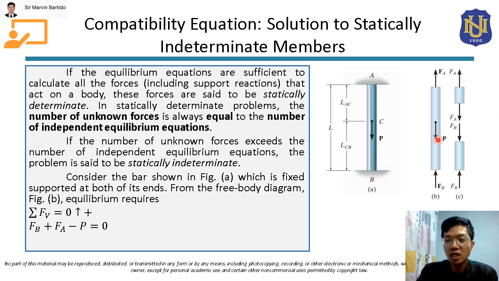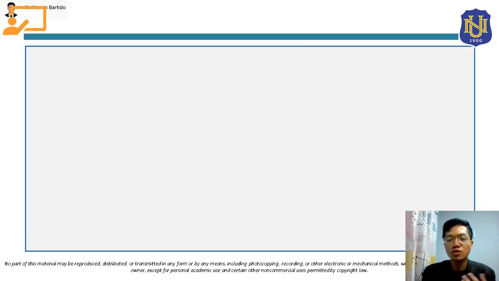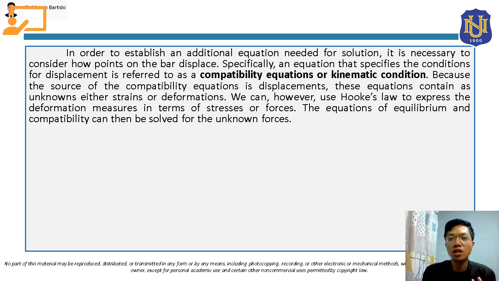Even if we have the value for force P, let's say this is known, there will still be two unknowns, and we only have one equilibrium equation. So for this type of problem, we are going to introduce the compatibility equation. Now, how are we going to establish the compatibility equation? In order to establish an additional equation needed for solution, it is necessary to consider how points on the bar displace. So we are going to analyze the displacement or the deformation that will happen on a body. Specifically, an equation that specifies the conditions for displacement is referred to as a compatibility equation or kinematic condition.